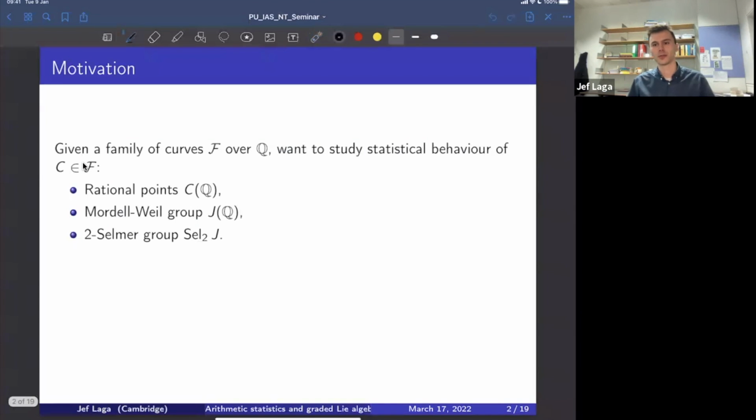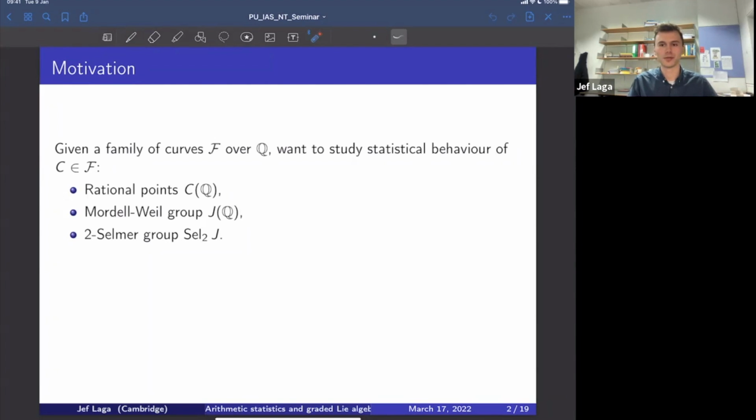So before explaining the results that I'm aiming for, let me try to explain the general context and motivation. The main motivating question is the following, namely, we start with a family of curves, typically assumed to be smooth, projective, and geometrically integral and defined over the rationals. And we want to study the statistical behavior of arithmetic properties of those curves.